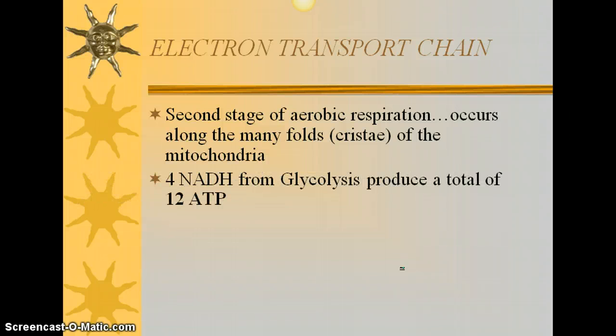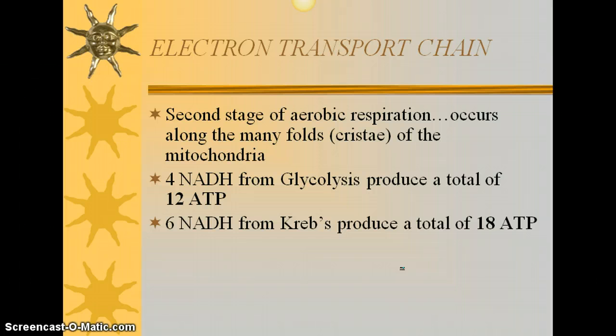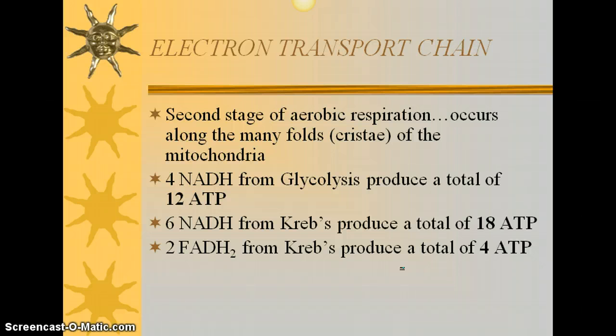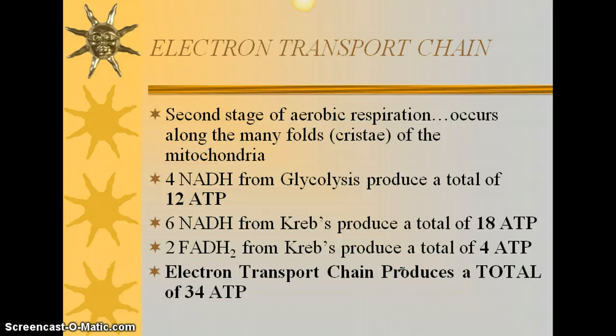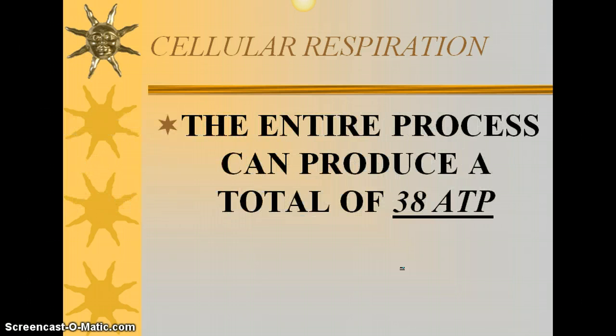And what it will do is it takes the 4 NADH from glycolysis and produces 12 ATP. It takes 6 NADH from the Krebs cycle and produces 18 ATP. It takes 2 FADH2 from the Krebs cycle and produces 4 ATP. In total, we get 34 ATP out of electron transport chain. It might be abbreviated on some of your things as ETC, so in case you see that, at least you'll know what that stands for. So overall, cellular respiration will give us a total of 38 ATP.